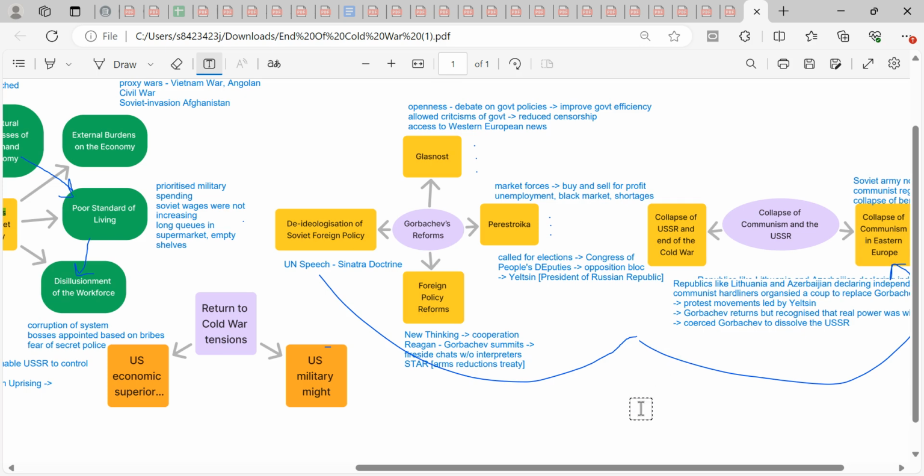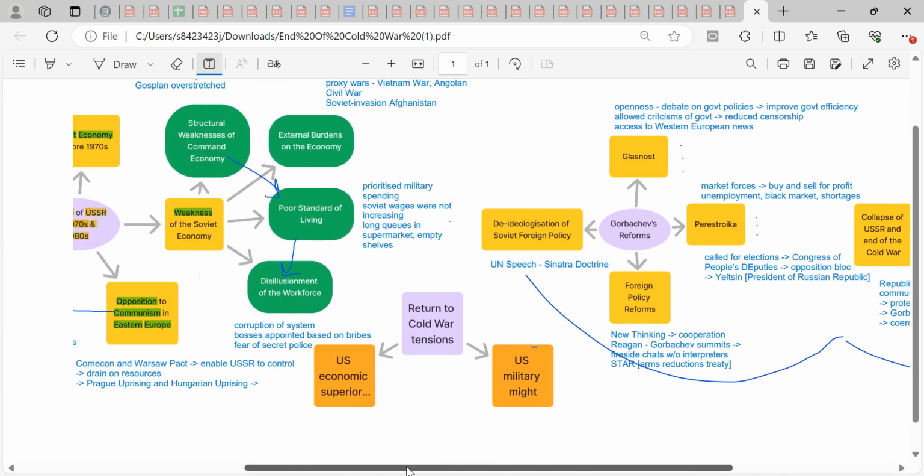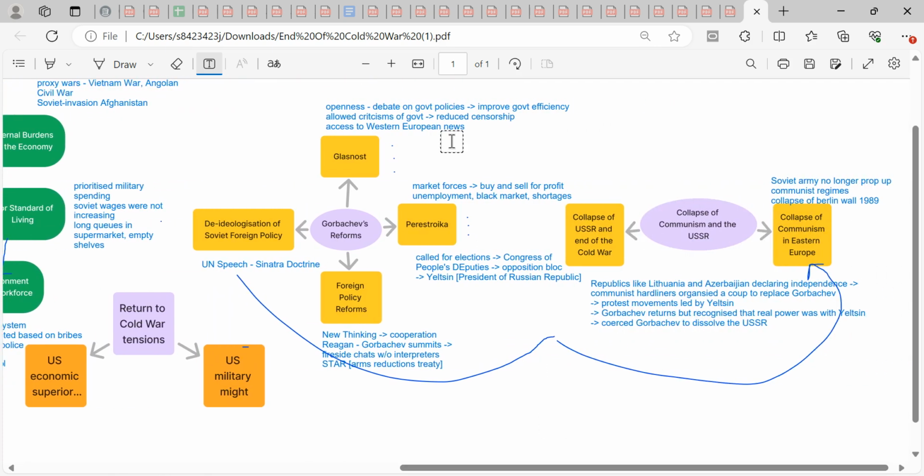For students to also find ways to connect the different factors. You have your mind map here to think about. How does glasnost connect with the end of communism? This openness, how did it play a role in this? How did it play a role in the collapse of communism here?